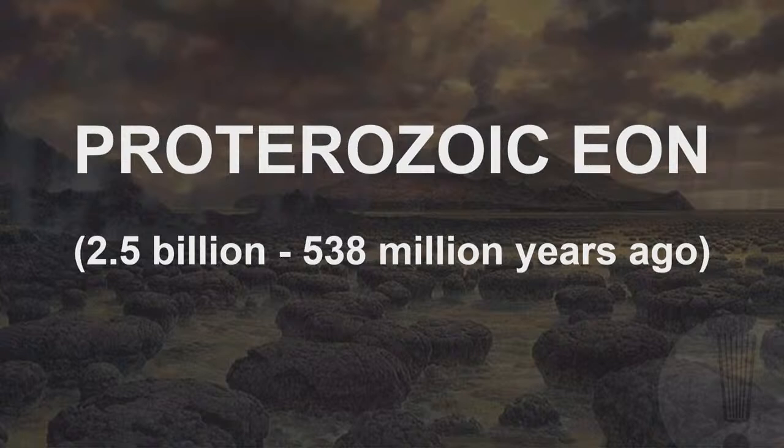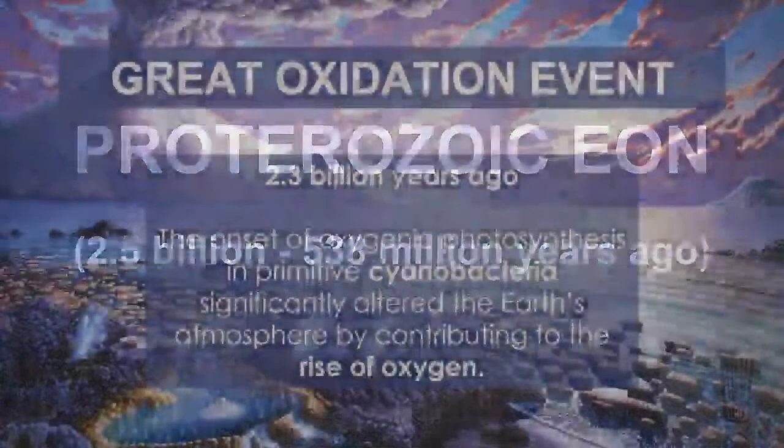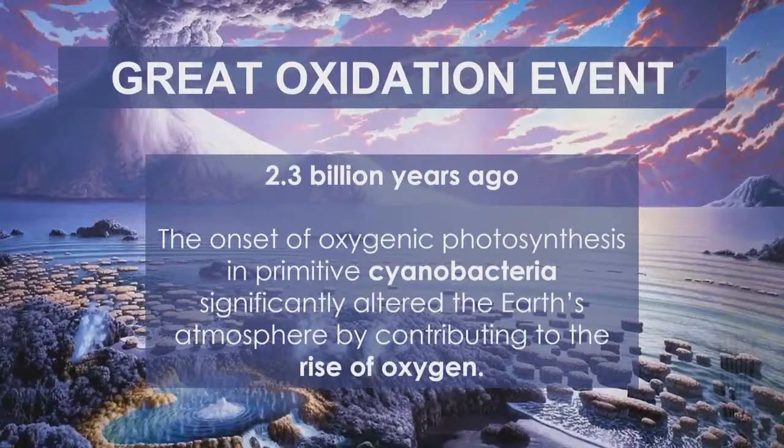So then let's move on to the Proterozoic eon. This is 2.5 billion to 538 million years ago. This covers the time from the appearance of oxygen in Earth's atmosphere to just before the proliferation of complex life. So this is where life is still pretty simple. And this is when green algae first evolved. We have what's known as the Great Oxidation Event during this time. This happened about 2.3 billion years ago.